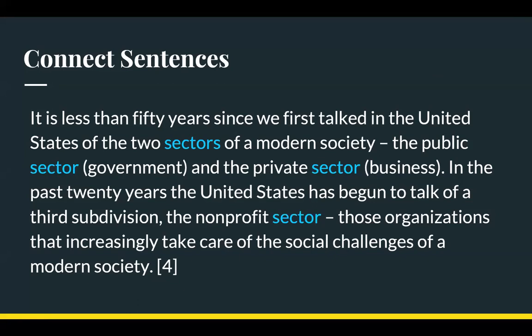In the past 20 years, the United States has begun to talk of a third subdivision, the nonprofit sector, those organizations that increasingly take care of the social challenges of the modern society. So the word sector repeats multiple times. When you're reading these, you'll constantly be reminded that the paragraph is about sector.